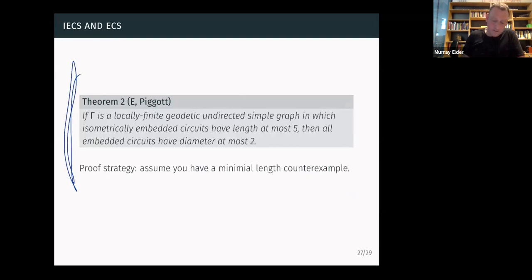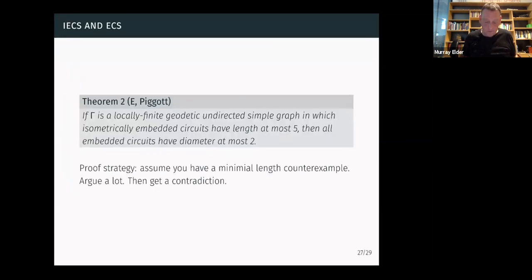So the proof strategy, but I think I'm almost out of time, is assume the hypothesis, and then assume you have an embedded circuit with a big diameter, at least 3. Argue a lot about this particular minimal counterexample, and then get a contradiction. And arguing about that means drawing a million pictures of tiny little graphs like I had at the beginning of the talk.